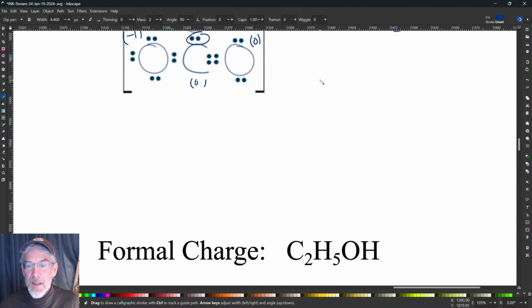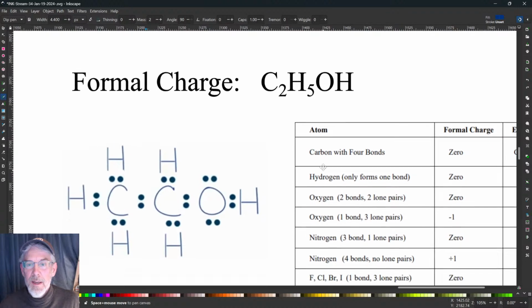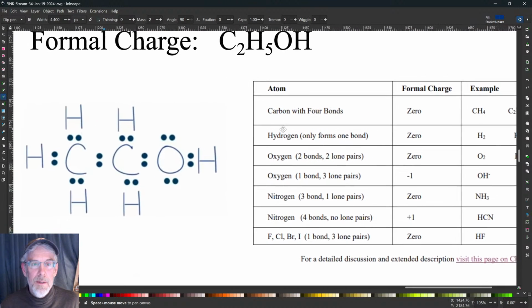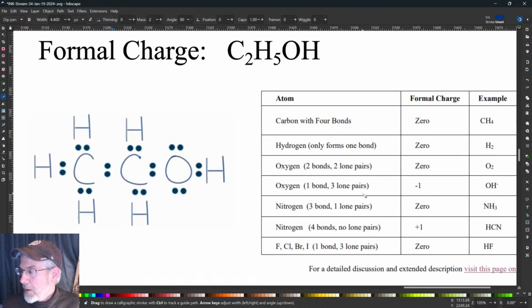So for you organic chemists, here's kind of the rubric, and that's in the link I put there for the guide here. If you memorize, I would just memorize these right here. It'll save you so much time. So see if you can use these to find the formal charges here.